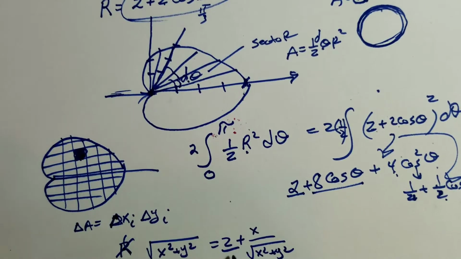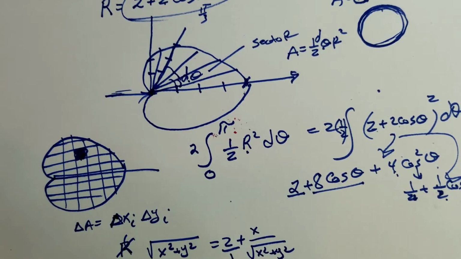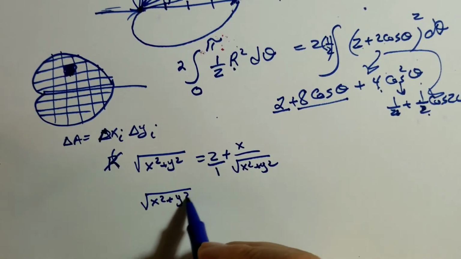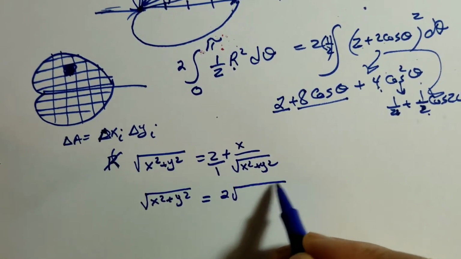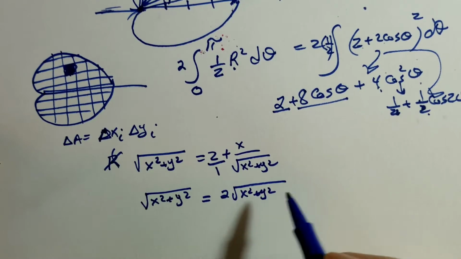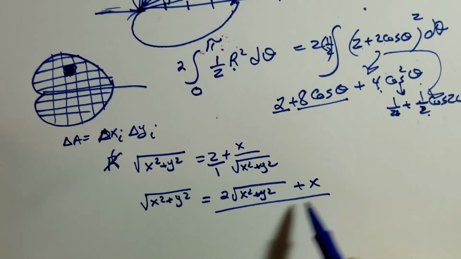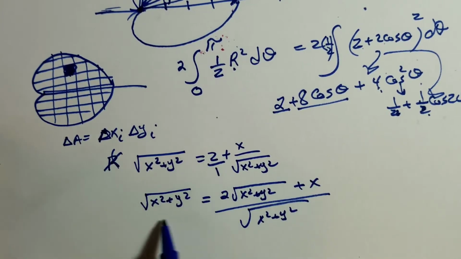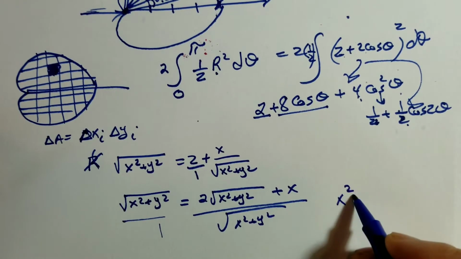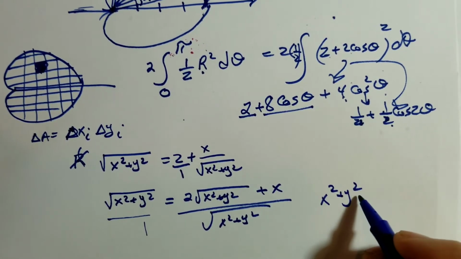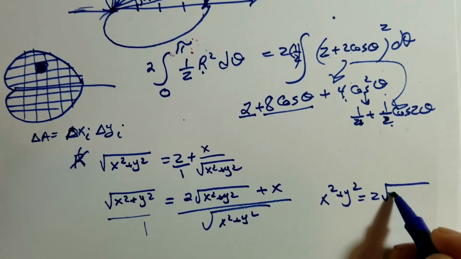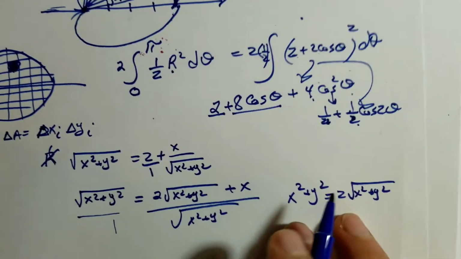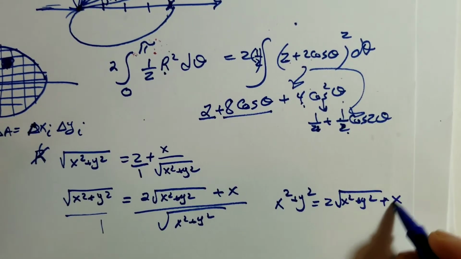Then if I get a common denominator, I get the square root of x squared plus y squared equal to 2 times the square root of x squared plus y squared plus x, over the square root of x squared plus y squared. And when I cross multiply, this becomes x squared plus y squared equal to 2 times the square root of x squared plus y squared plus x.